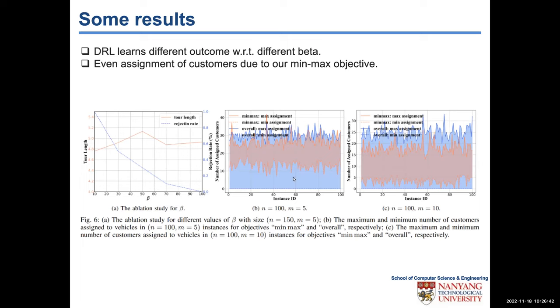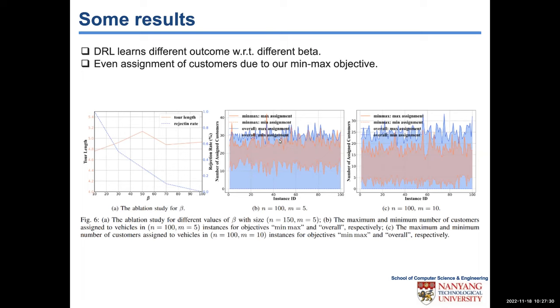However, if you want to optimize the min-max objective, you want to minimize the upper bound, the worst case of your salesmen, then this cannot happen, because if a salesman gets many assignments, then the tour length of this salesman must be much bigger than the rest of the salesmen. So the min-max objective encourages the agents to learn strategies that can assign customers more evenly than the overall objective. This is the outcome these two figures want to tell us.